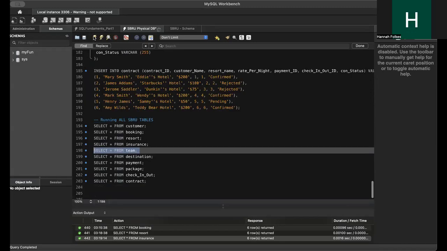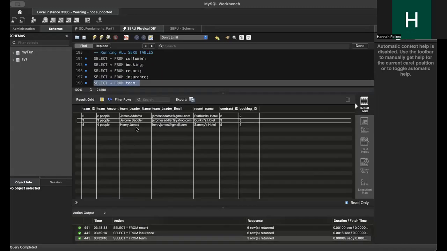So for the next table, we have the team table, and this table is used to book group vacations. So with a group vacation, how it normally works is that there's only four people that are allowed to be on the same group vacation plan. And out of the four people, you have to choose one member that will be responsible for submitting the final payment for your group vacation plan. And yeah, that's how the group table works.